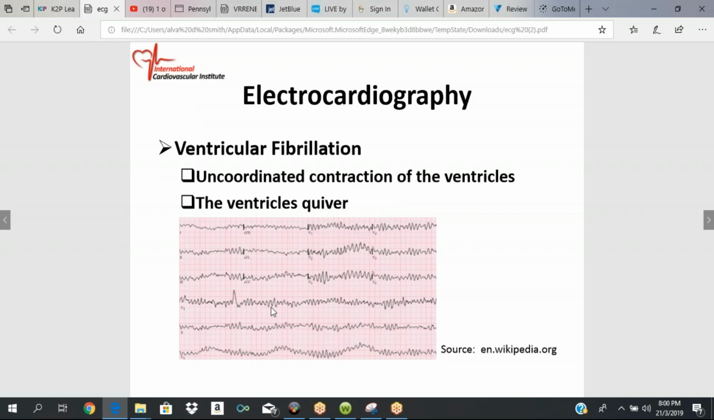And it looks something like this. You see, this is just total chaos. There's no regularity to this rhythm, and this usually kills patients.